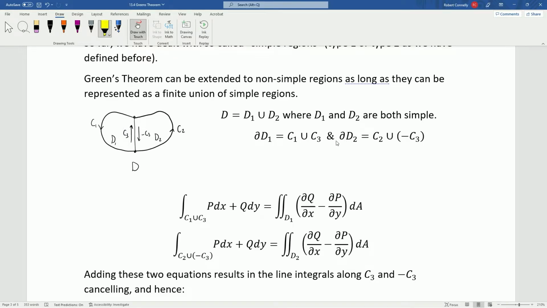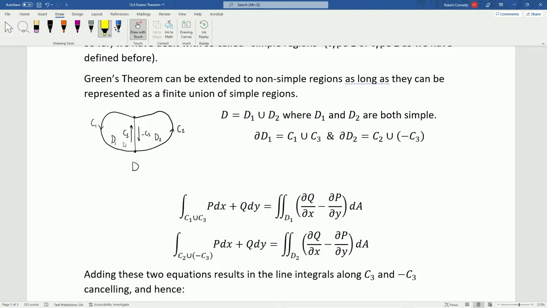And the boundary of region D2 is equal to C2 unioned with negative C3. So here we've got C2, and then negative C3. Now we're specifying negative C3 here because in the orientation we've got, C3 was originally going this direction, up, and this is going the opposite of that, so it's negative C3.